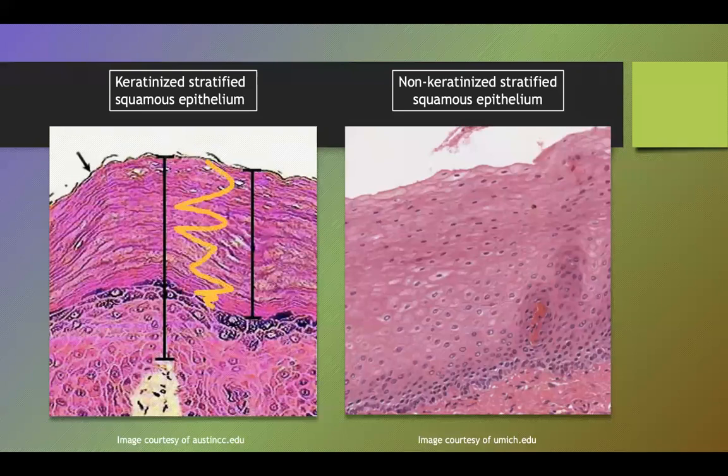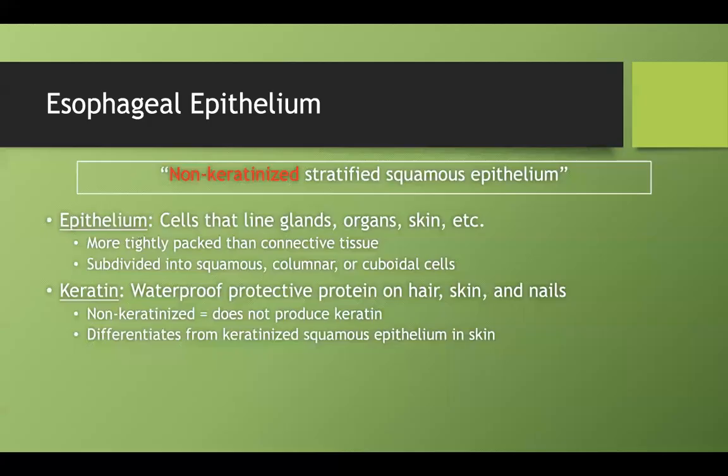So in our skin, we have this thick layer of keratin here. And again, that's a waterproof layer. On the left side here, you can still see the stratified squamous cells below this thick layer of keratin. Whereas on the right, if we look at a picture of our esophagus, we still have this layer of squamous cells, but we don't have that layer of keratin. That's why it's called non-keratinized.